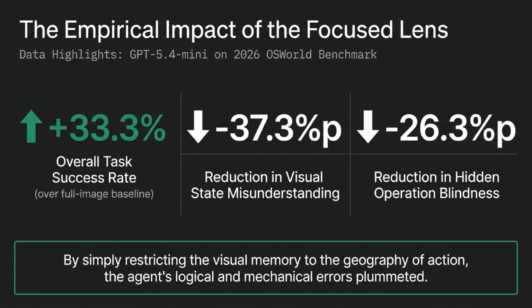The empirical impact of this focused lens is undeniable. Looking at our data highlights from the 2026 OSWorld benchmark using GPT 5.4 Mini, AGMem achieved a 33.3% increase in overall task success rate over the full image baseline. More impressively, it drove a 37.3 percentage point reduction in visual state misunderstanding and a 26.3 percentage point reduction in hidden operation blindness. By simply restricting visual memory to the geography of action, the agent's logical and mechanical errors plummeted.